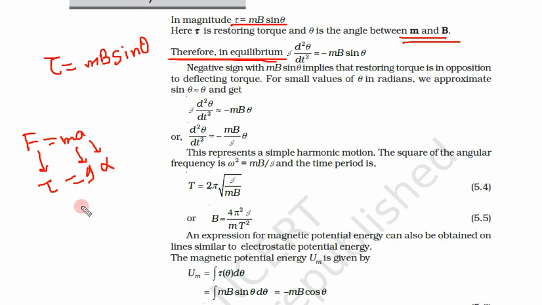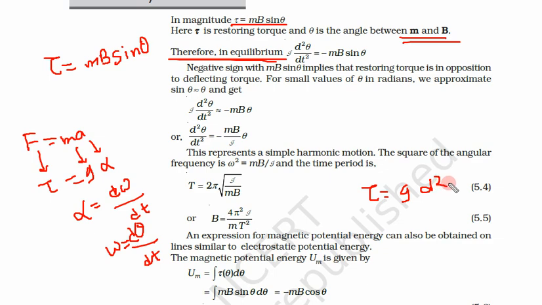So if we see this, what is this alpha? Alpha is the rate of change of angular velocity, d omega by dt, and omega is the change of angular position, that means d theta by dt. So what we get? Tau is equal to I, alpha is d2 theta upon dt square.